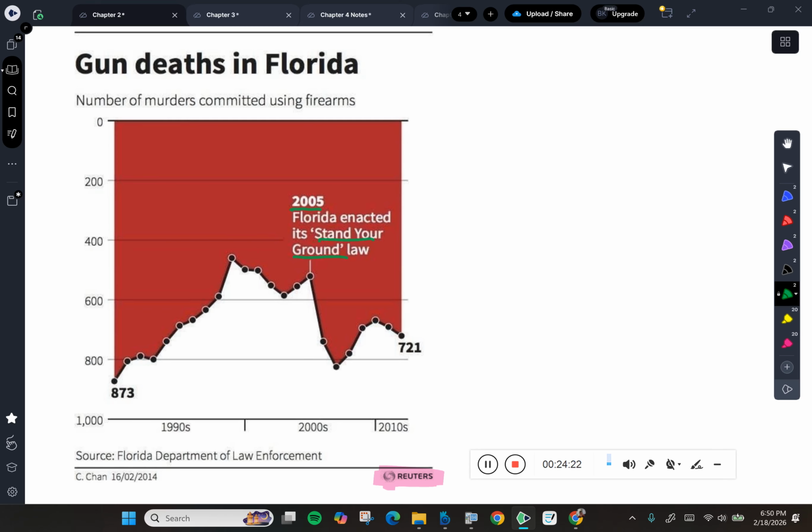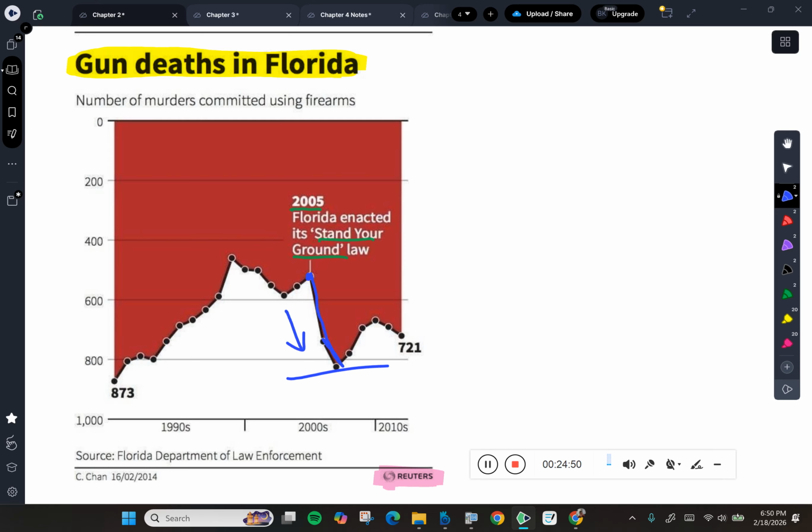And then this graph is showing the number of deaths by gun in Florida. Now, every gun death is a horrible thing. I am not in any way glorifying gun deaths. I am pointing out a really bad graph. Because if you look at what's happening on the graph, it appears that as soon as they enacted that law, the number of deaths went down a lot because the graph moved in that direction.